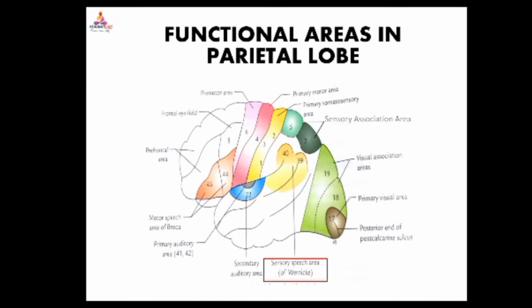Lesions involving both Broca's area and Wernicke's area, the speech areas, result in loss of production of speech as well as loss of understanding of spoken and written speech. This condition is called global aphasia.